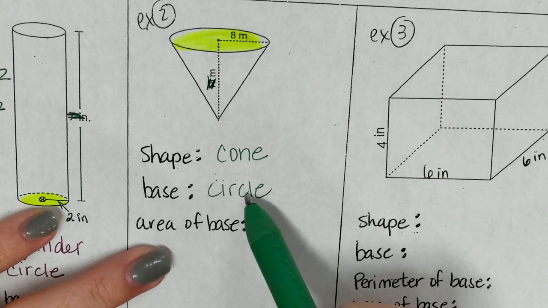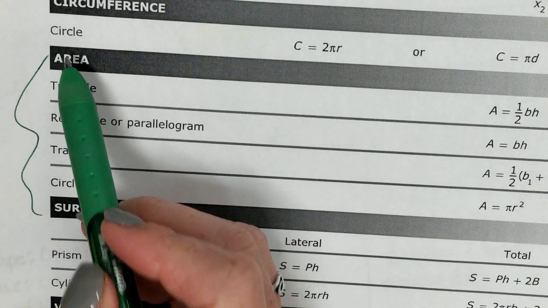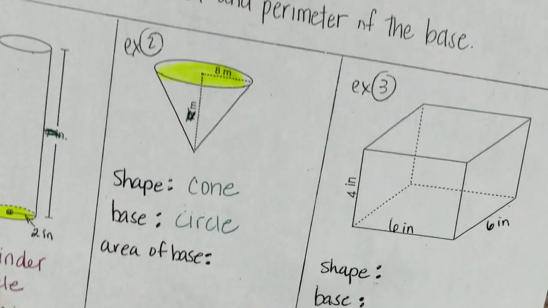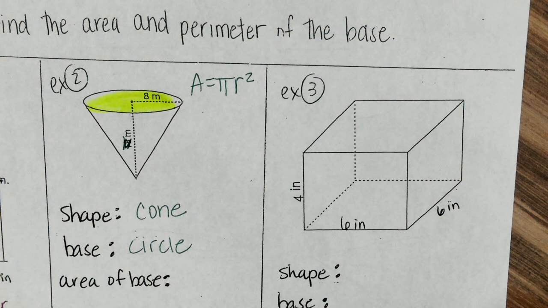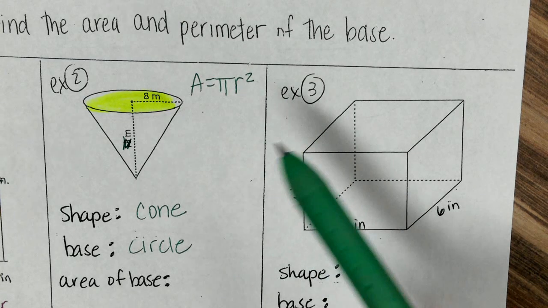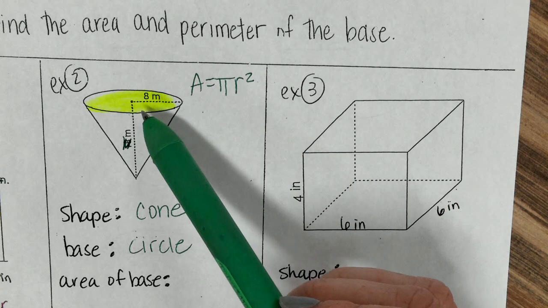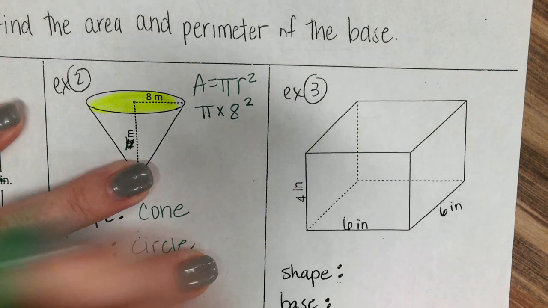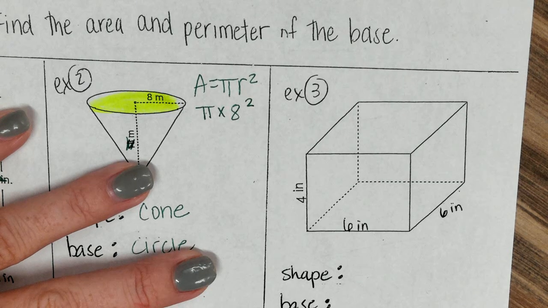Since the base is a circle, I go to my star chart to area of a circle, and I write down area equals pi r squared. Did they give me a radius? What is a radius? Halfway through a circle. Did they give that to me? So I'm going to do pi times 8 squared. And I should see every single person putting this in their calculator.